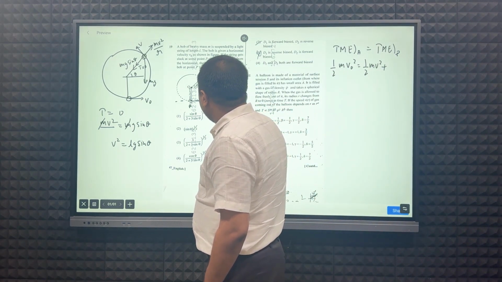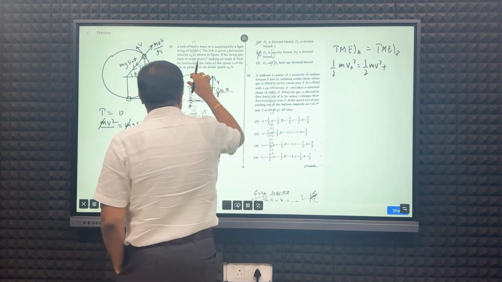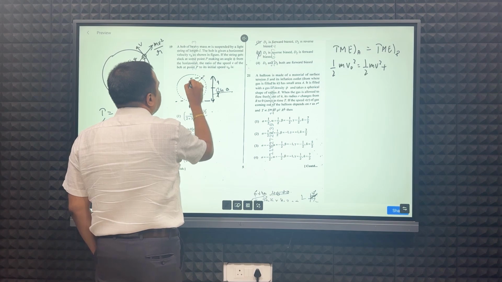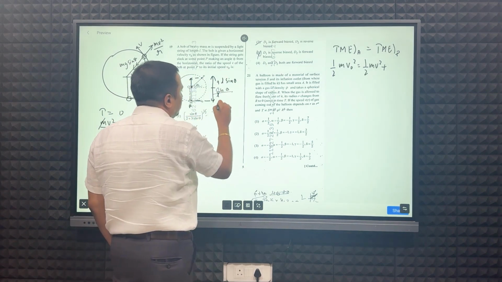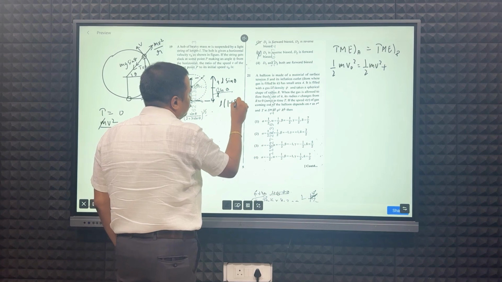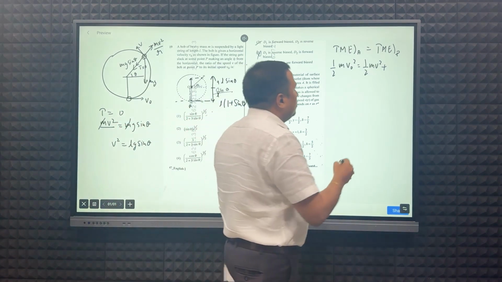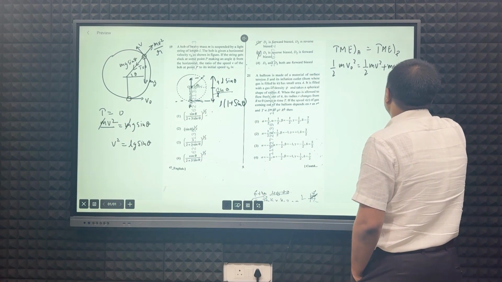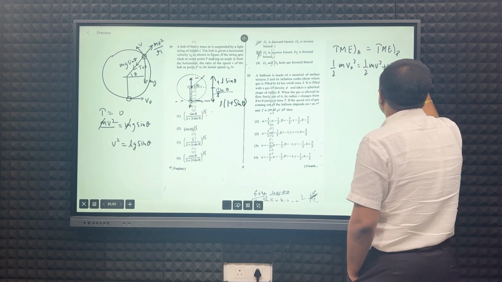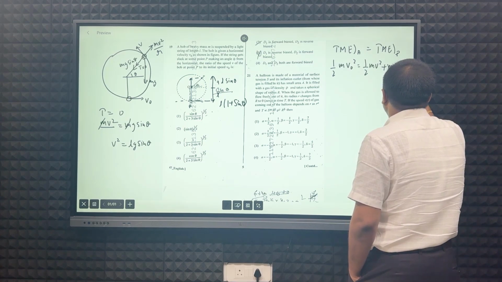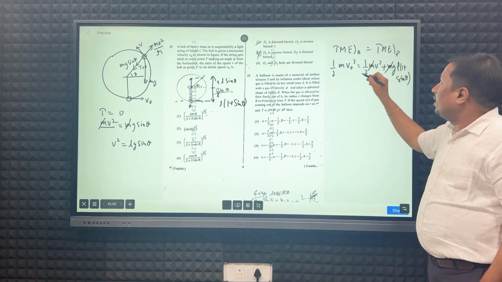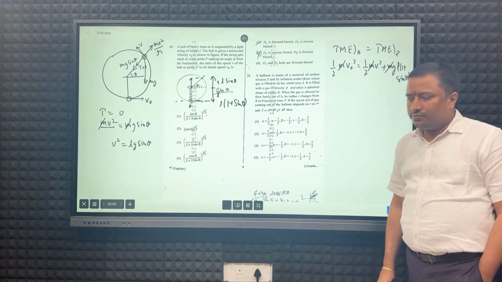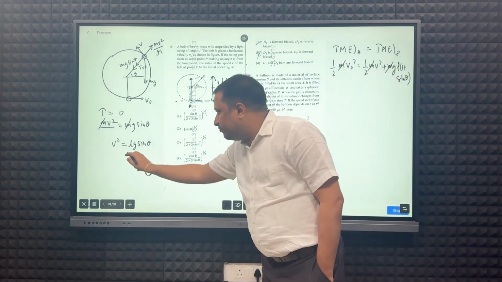What will be this height? It will be L plus this much, that is going to be L sine theta. So overall it is going to be L times 1 plus sine theta. So m g L (1 plus sine theta). M will get cancelled.